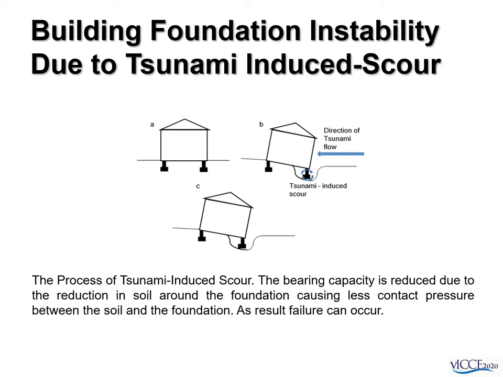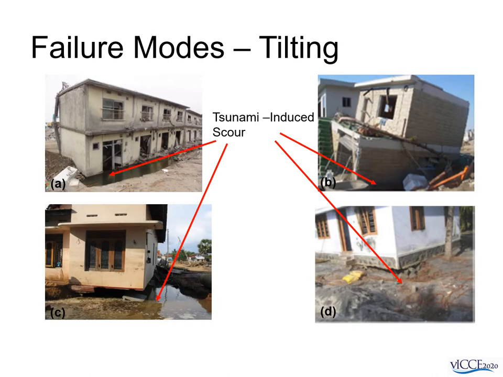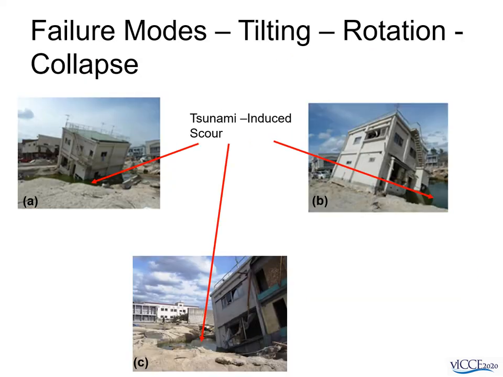The bearing capacity is reduced due to decreased soil, causing less contact pressure between the soil and the foundation, resulting in failure. The failure modes can be observed in images A to D. They all represent tilting of foundations. The failure mode gradually progresses from tilting to rotation and finally to collapse, as seen in images A to C.